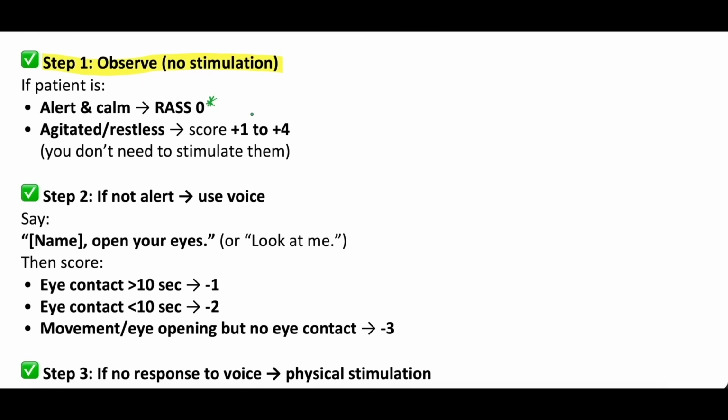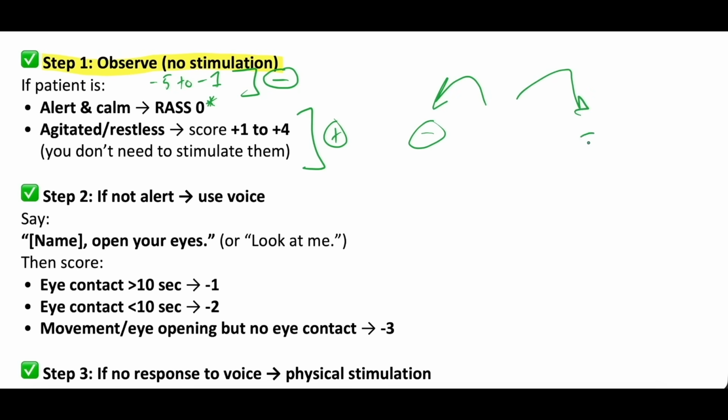That's great. But if you're looking at them and they're agitated and they're restless, their score's already going to be +1 to +4. So you have already categorized them into the plus category. Whereas if you're observing them and they look eyes closed, not moving, completely out of it, that's going to be a RASS of -5 to -1. They're going to be on the negative side of the RASS. So just observe them at first, and that'll help let you know whether you're going to be in the negative or the positive portion of the RASS scoring system.